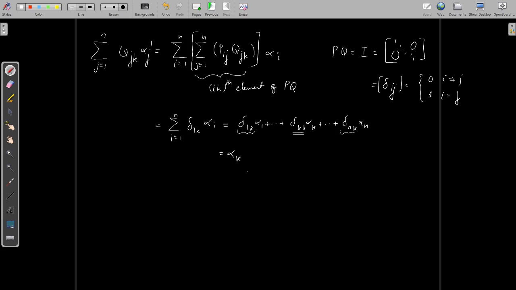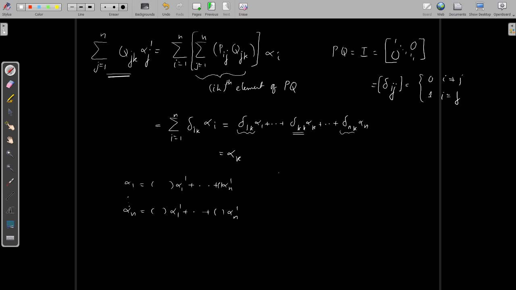This shows that when you set k equal to 1, you get this sum as alpha 1. Similarly, when you set k equal to 2, you get again alpha 2, and so on. So this shows that each alpha 1 is a linear combination of alpha 1 prime, etc., alpha n prime, and similarly alpha n can be written as something times alpha 1 prime, etc., something times alpha n prime.